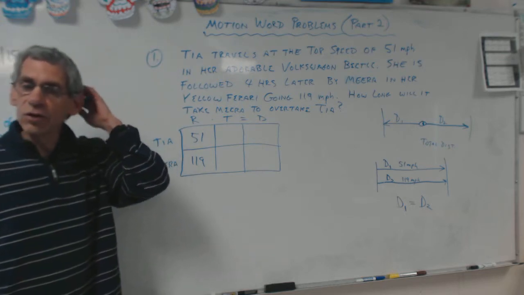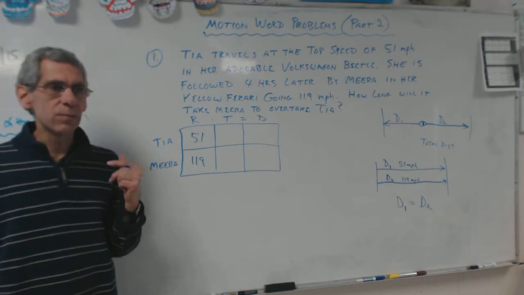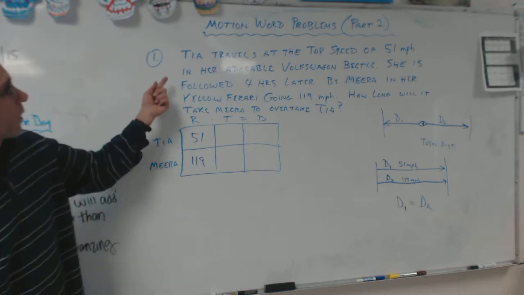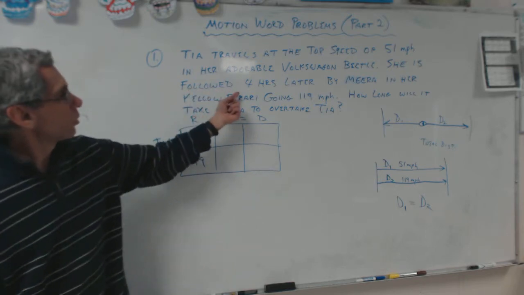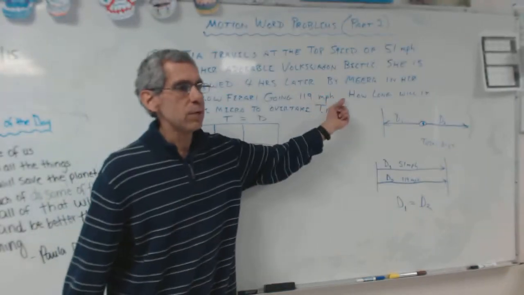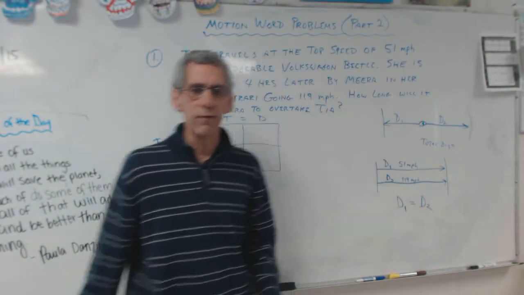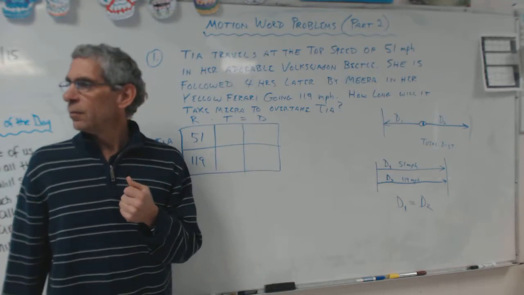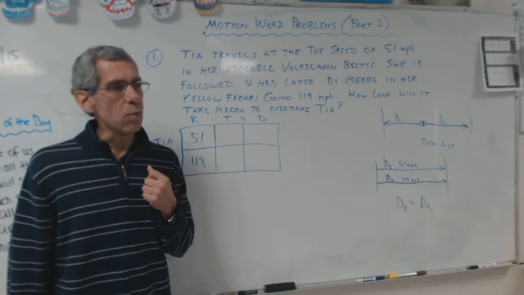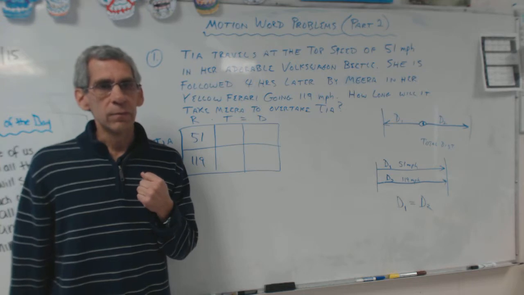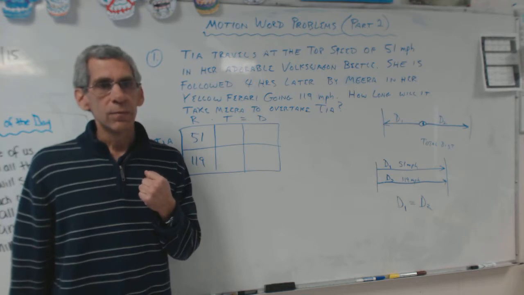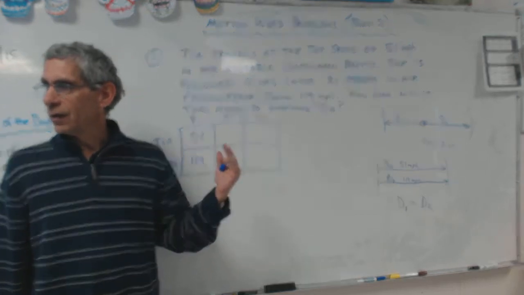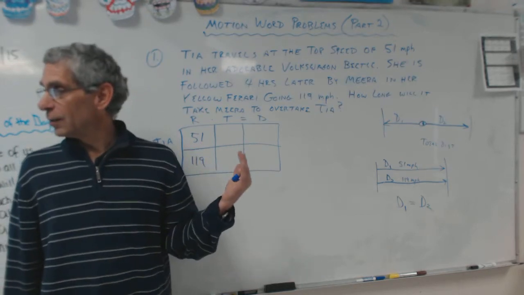Now we have to look at the time. This is the part that confuses people, and it's not that bad. But think about it. She is followed 4 hours later by Mira, who started driving later. Who started driving later? Mira. So who drove the smallest amount of time? Mira. If Mira left later, Mira drove the smallest amount of time.